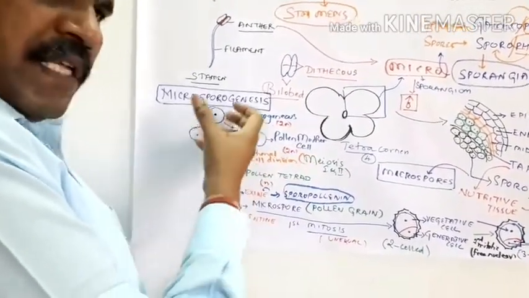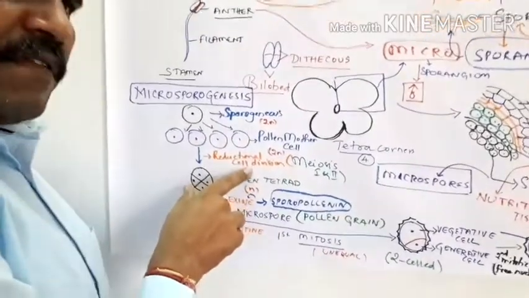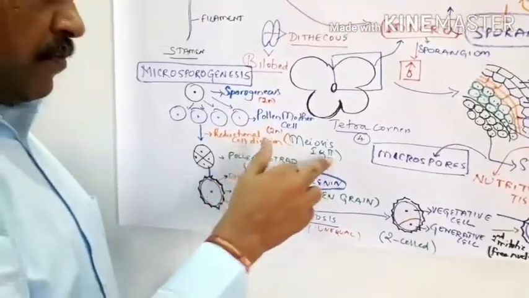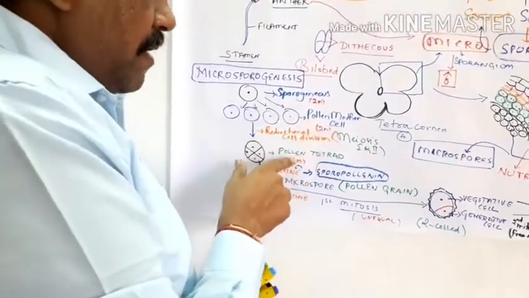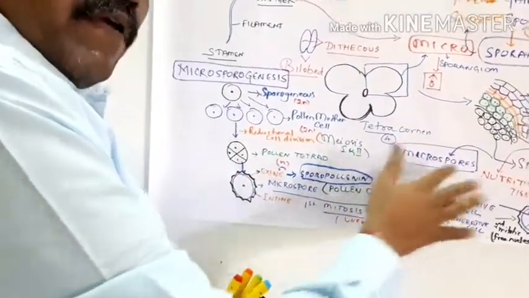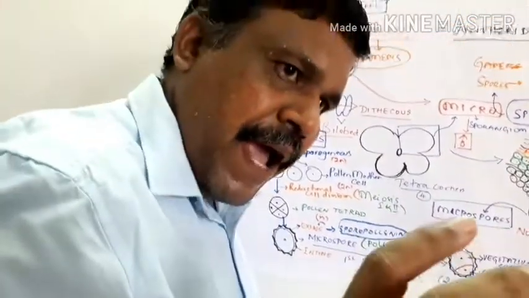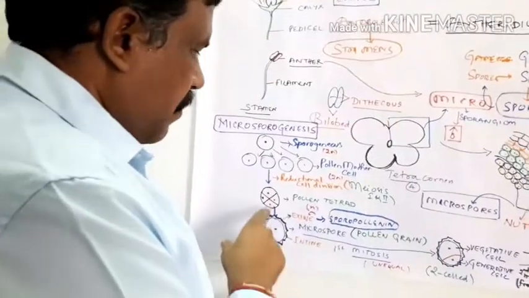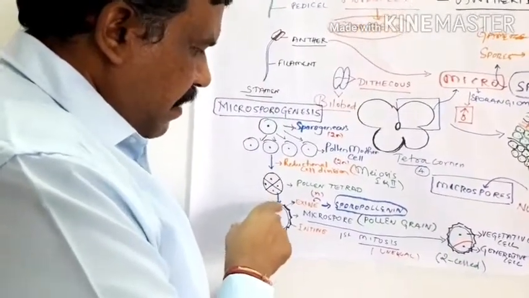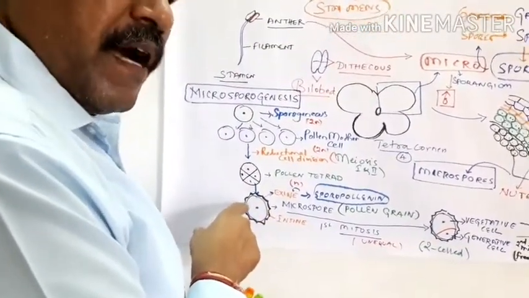From one pollen mother cell, they undergo the first reductional division, meiosis 1 and 2. They form four cells, a pollen tetrad. Diploid becomes haploid, so all these are haploid. Do you remember? The pollen grain is a haploid body. Now, taking one of them, this is a pollen grain or microspore.